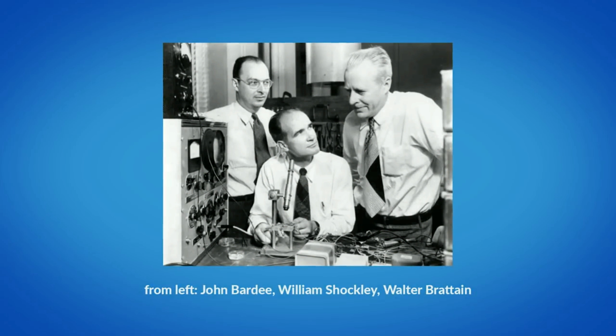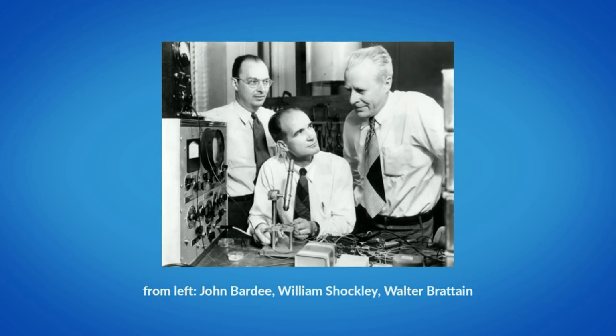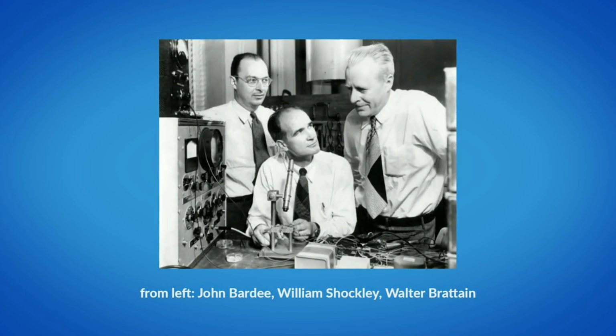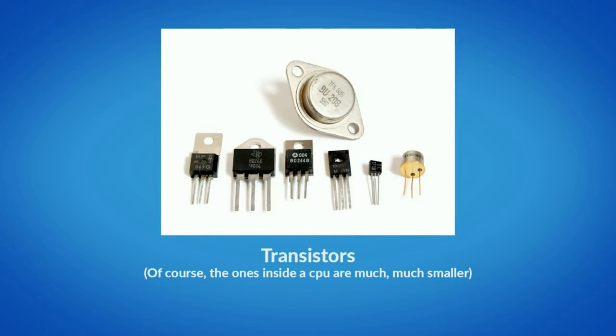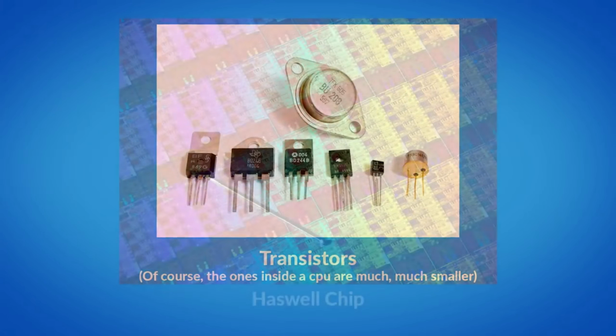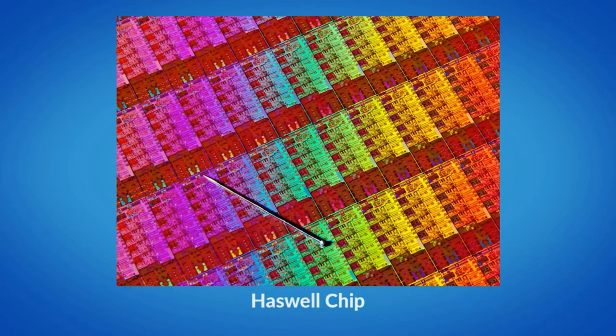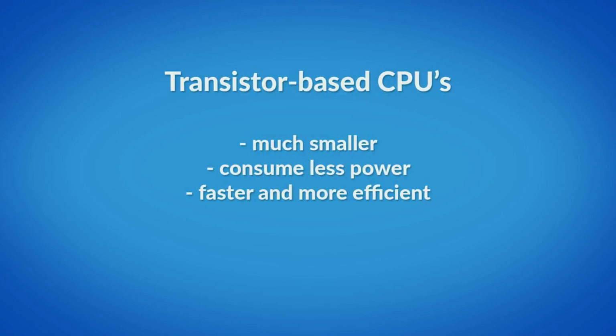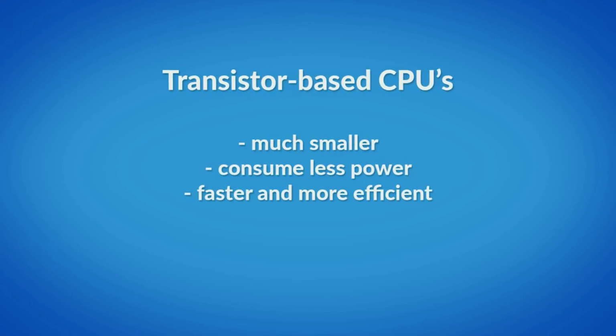And then came transistors. The transistor was invented by John Bardeen, Walter Brattain, and William Shockley at Bell Laboratories on December 23, 1947. Basically, a transistor works like a switch. It can either allow or block the flow of current. Billions of transistors work together to form a modern processor. Transistor-based CPUs are much smaller, consume less power, and are faster and more efficient.